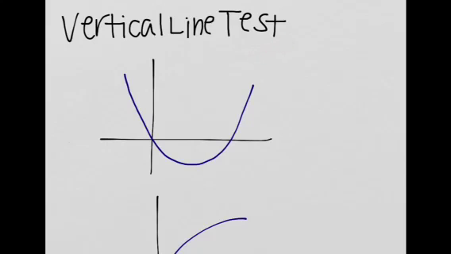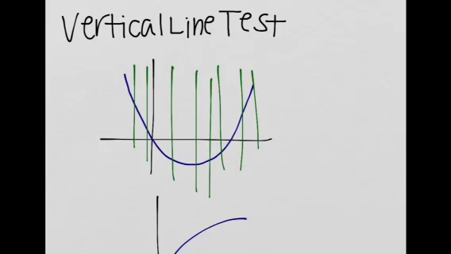So for example, I have a graph right here. What I do is if I were to draw a bunch of vertical lines, each of these vertical lines should only have one point through it. Okay? So it should only have one intersection point with the graph. If it has two or more, then it is not a function.